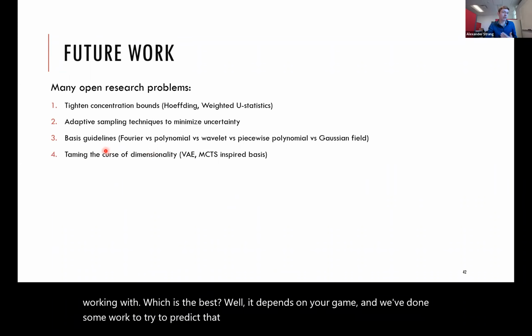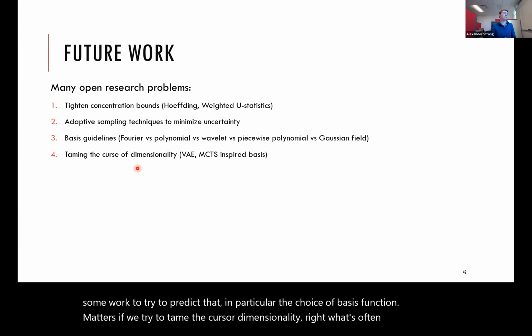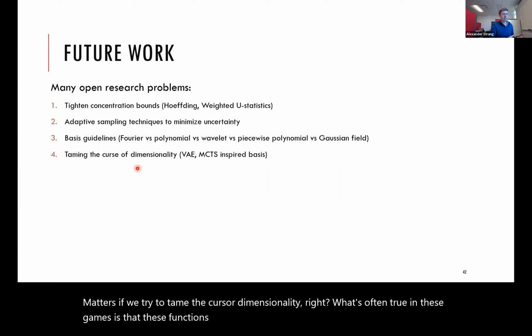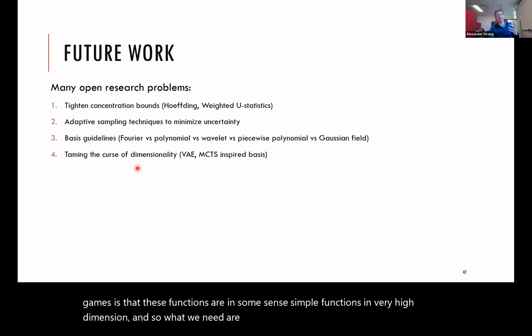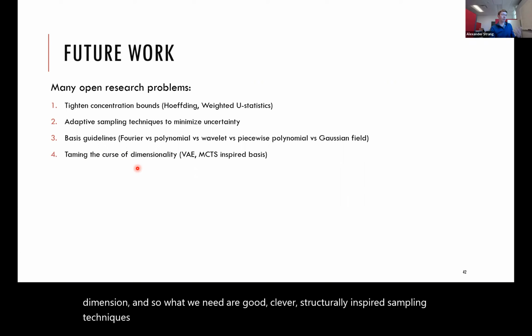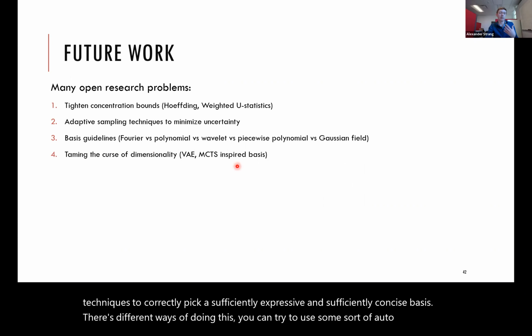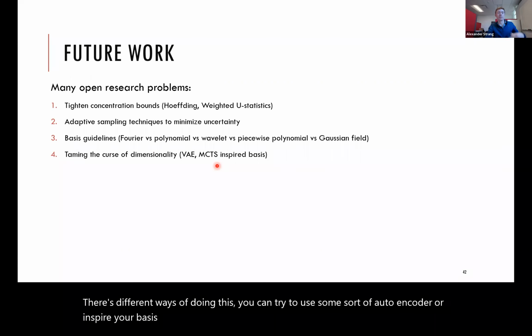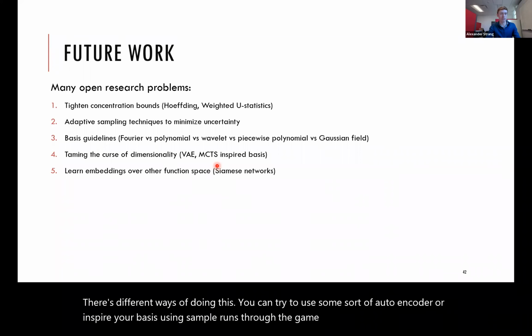In particular, the choice of basis function matters if we try to tame the curse of dimensionality, right? What's often true in these games is that these functions are, in some sense, simple functions in very high dimension. And so what we need are good, clever, structurally inspired sampling techniques to correctly pick a sufficiently expressive and sufficiently concise basis. Right? And there's different ways of doing this. You can try to use some sort of autoencoder or inspire your basis using sample runs through the game with something like Monte Carlo tree search.